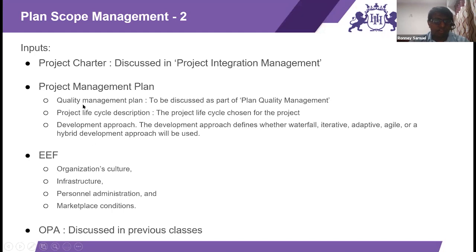Okay. So that's the reason you need the project management plan also. Enterprise environment factors: organization's culture, infrastructure which is available, personnel administration, how is the marketplace. OPS we have specifically discussed with respect to planning. In planning, what sort of OPS we have already discussed in integration management.